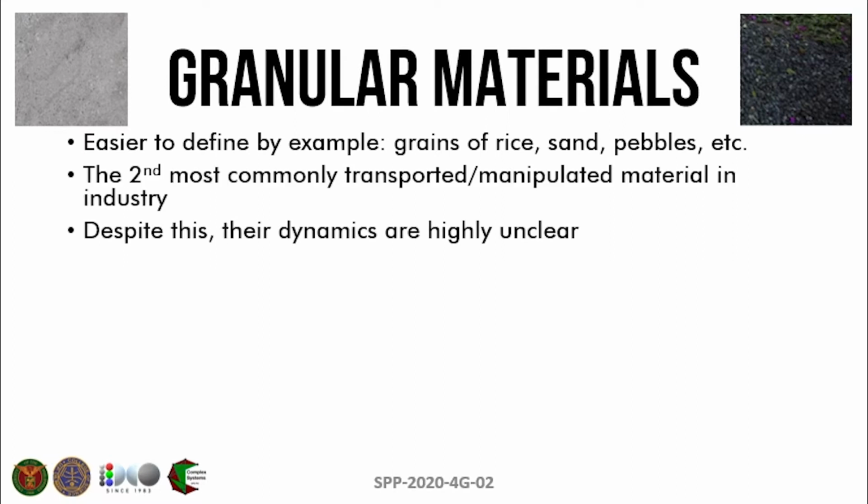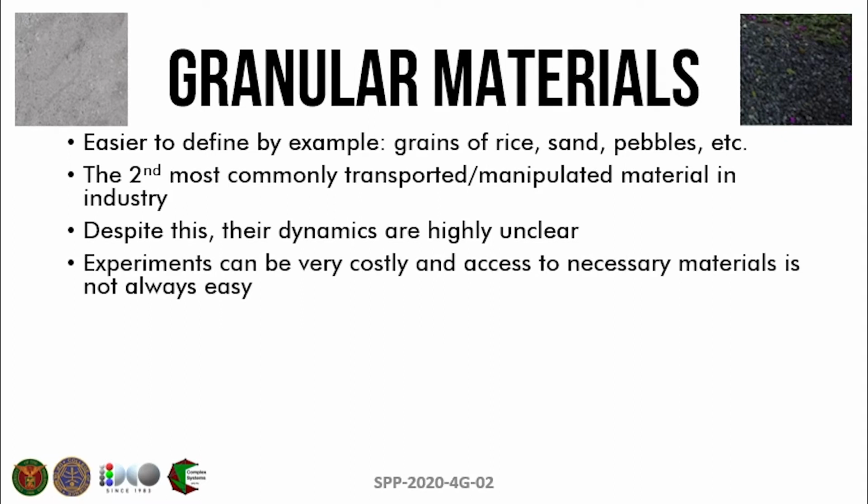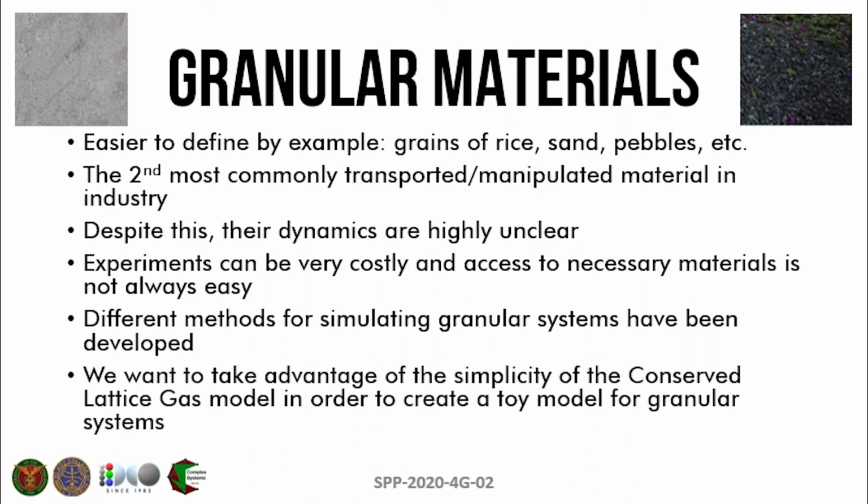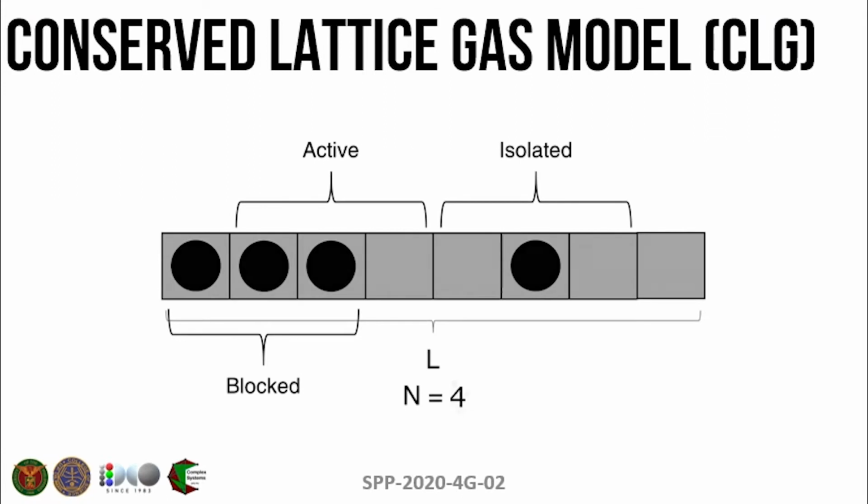There have been many experiments, though such experiments can be quite costly, and many methods have been developed to simulate such systems. In our work, we want to take advantage of the simplicity of the conserved lattice gas model in order to create a toy model for granular systems. We set up the CLG model as a 1D cellular automata lattice, where each cell can either be occupied or empty. Particle states are then determined by the occupancy of its neighbors.